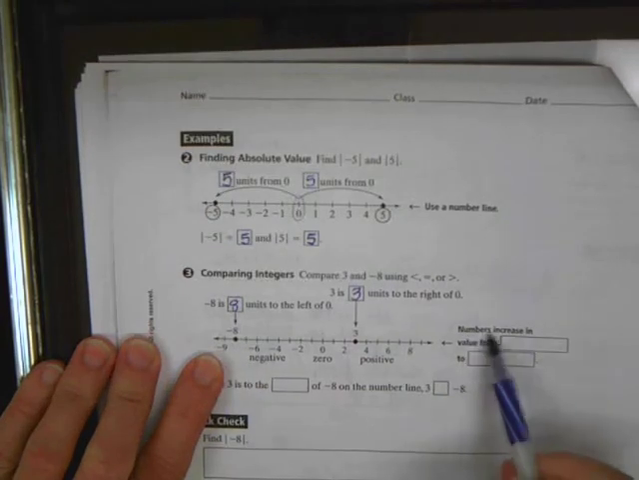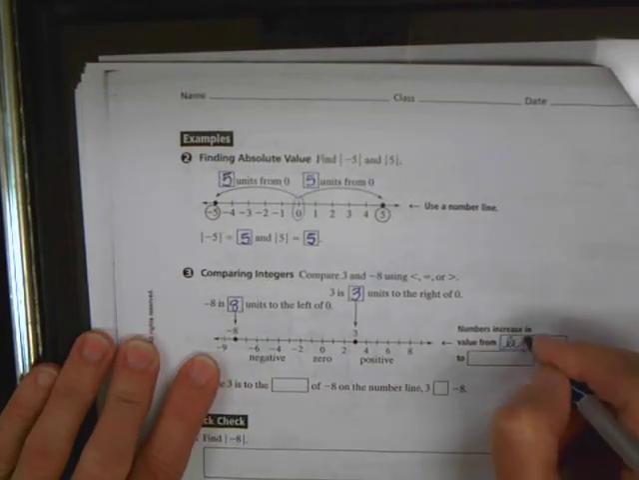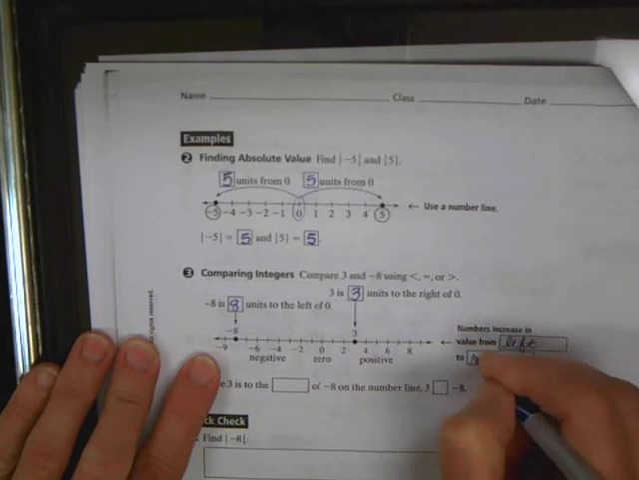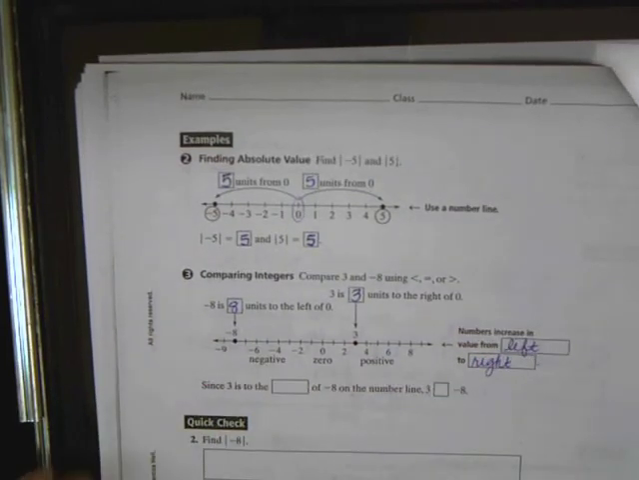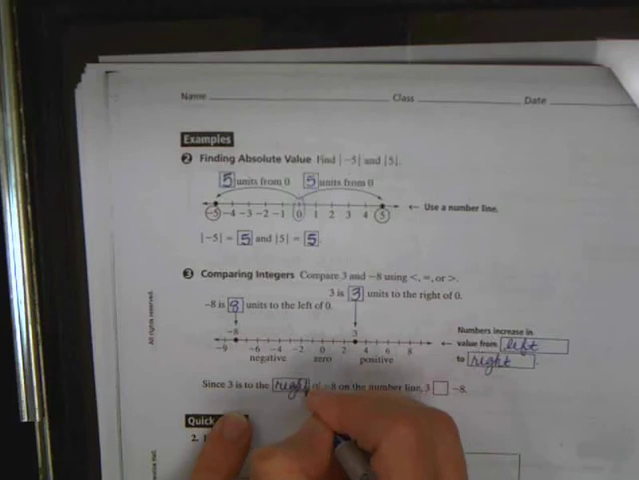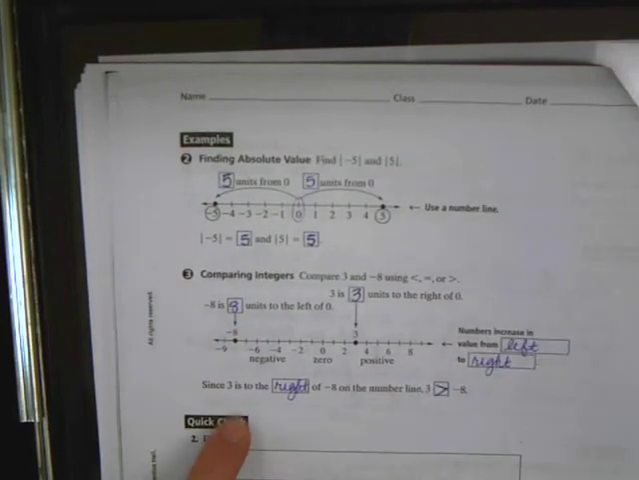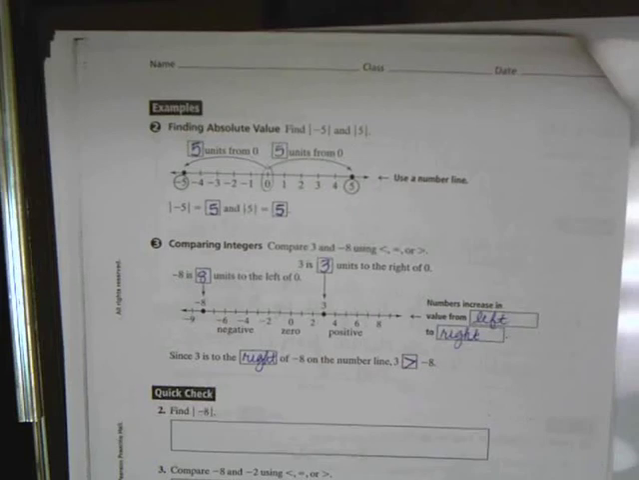Numbers increase in value from left to right. So as you're going to the right, the numbers are increasing in value. Since 3 is to the right of negative 8 on the number line, 3 is greater than negative 8. Also, most of you probably realize that any positive number is going to be greater than any negative number.